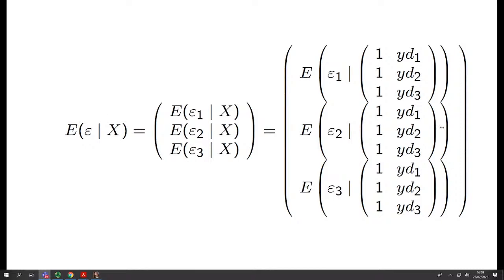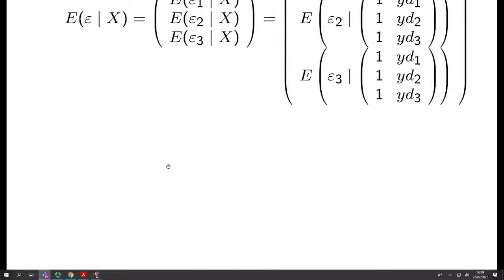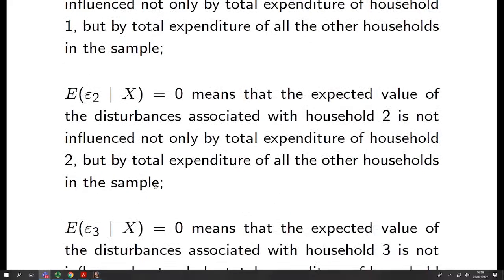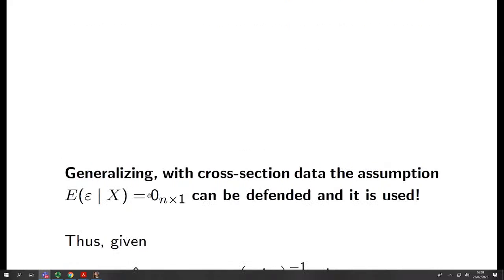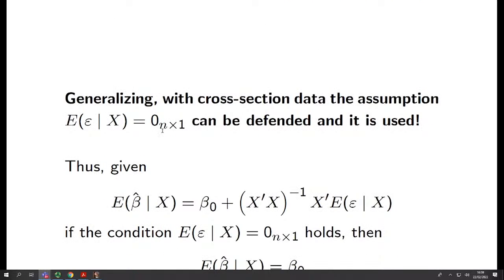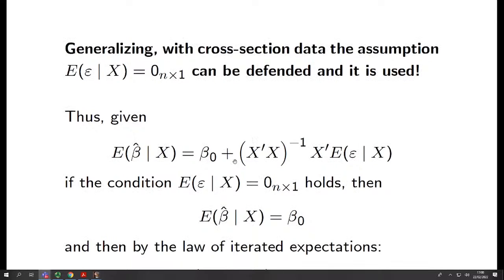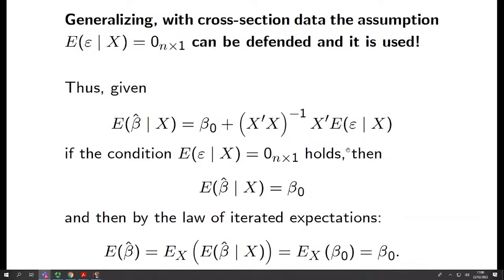So, in general, with cross-section data, the assumption that the expected value of the error term is equal to 0 is something that can be defended. We believe it. And so the implication, coming back to this expression here, the one we saw before, is that we can say this term here is equal to 0 with cross-section data.